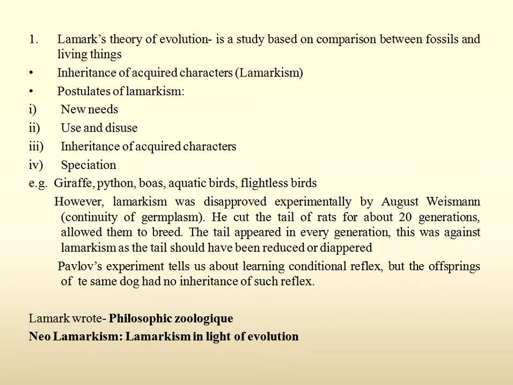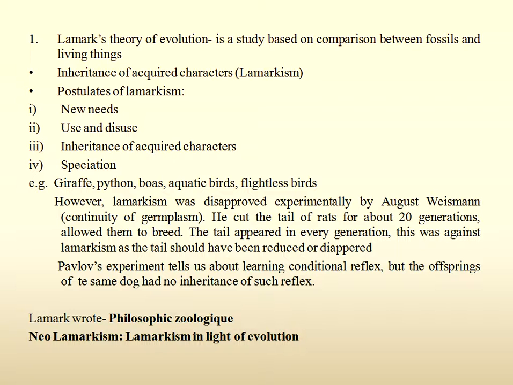Lamarck's theory of evolution is a study based on comparisons between fossils and living things. There is inheritance of acquired characters, that is Lamarckism. The postulates of Lamarckism are: first, new needs; second, use and disuse of organs; third, inheritance of acquired characters; fourth, speciation, that is formation of new species. The most important examples in this are giraffe, python, boas, aquatic birds and flightless birds.